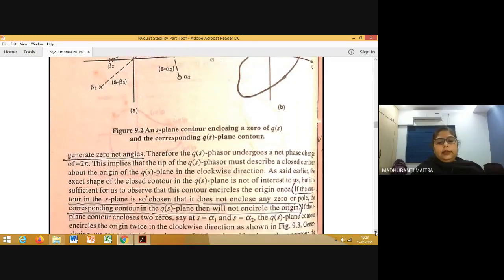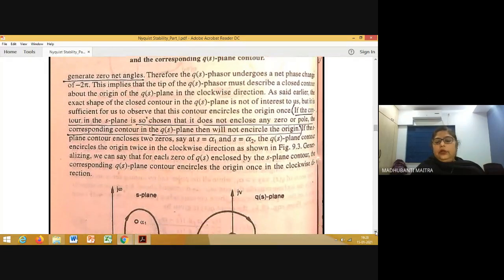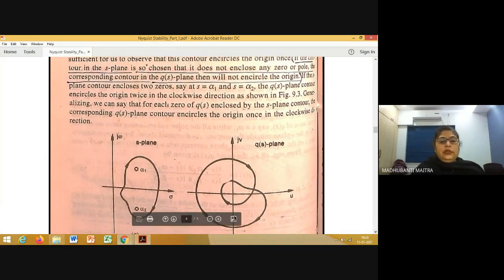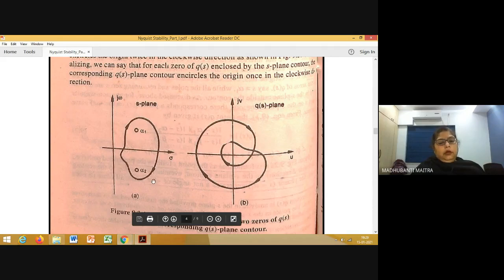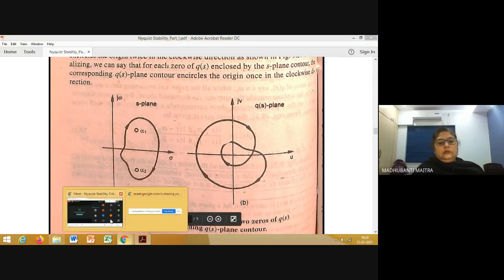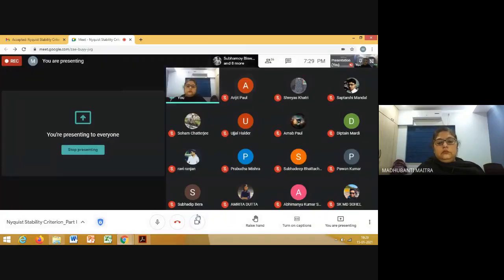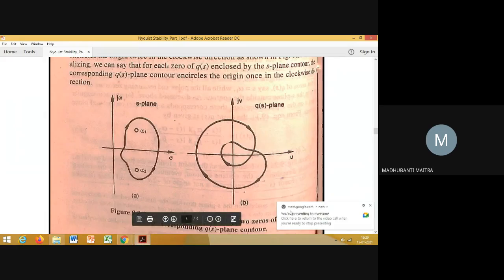So now let's assume that the S-plane contour encloses two zeros of QS, say alpha 1 and alpha 2, and the rest of the poles and zeros of QS are not being enclosed by this chosen S-plane contour. The conditions remain the same: this S-plane contour is a closed contour and doesn't pass through any singular point of QS. I'm repeating these things several times. And we are traversing the S-plane contour in the clockwise direction. So now we are considering that two zeros are being enclosed.